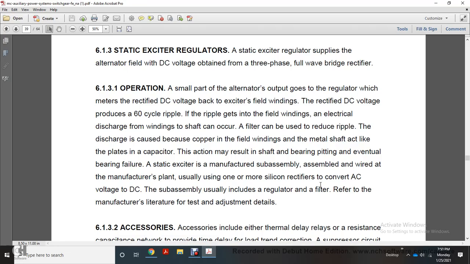A filter can be used to reduce the ripple discharge, because the copper of the field windings and the metallic shaft act like the plates of a capacitor. This action may result in shaft pitting and eventually a bearing failure.